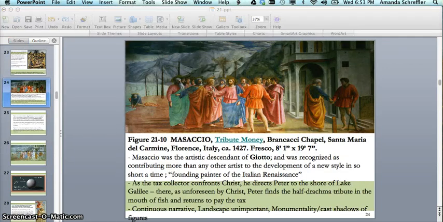Okay, here's another well-known fresco. So this is in the Brancacci Chapel. The title is Tribute Money. So this is actually a detail from a much larger series of paintings. So we talked about Masaccio and why he's important. And can you remember who he's influenced by? Well, hopefully you do because it's right here.